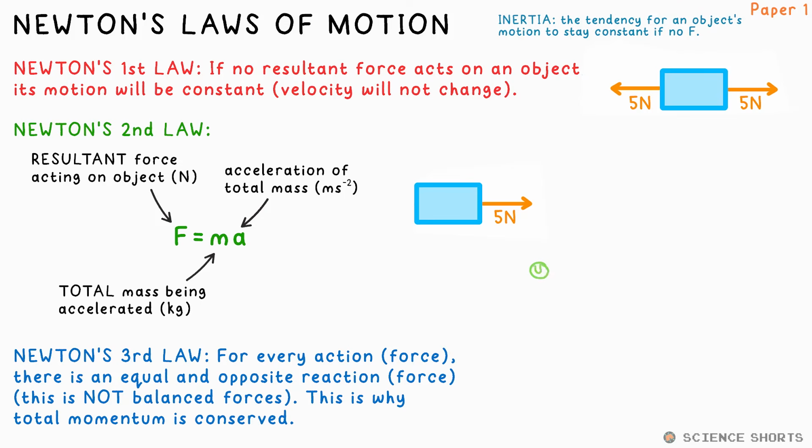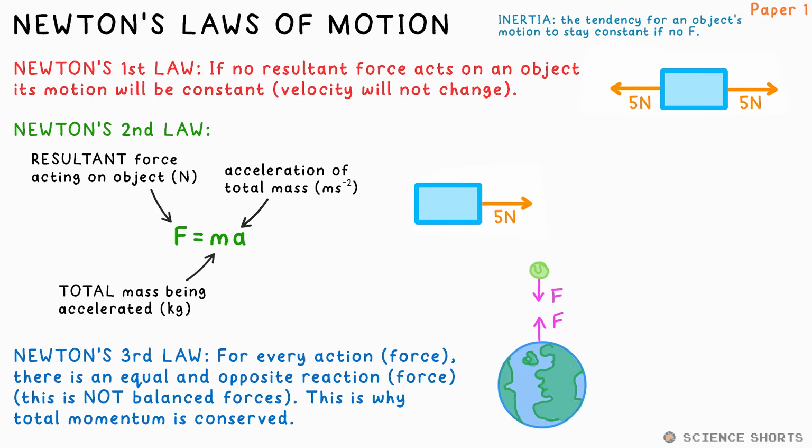Newton's third law, however, is always true, and this is the one that people get confused about, understandably. For every action, or force, there's an equal and opposite reaction force. But this is not referring to balanced forces. It's all about perspective. When we think about the first two laws, we only really consider the object itself.